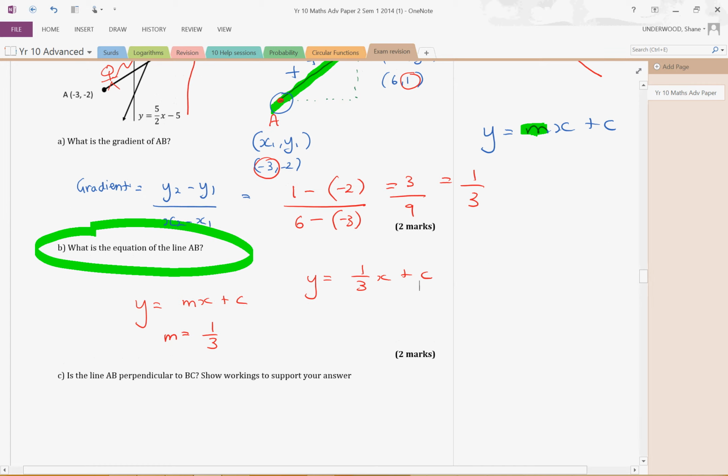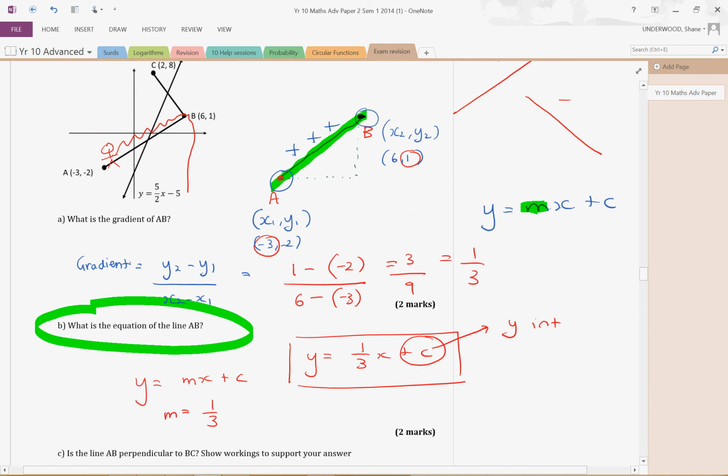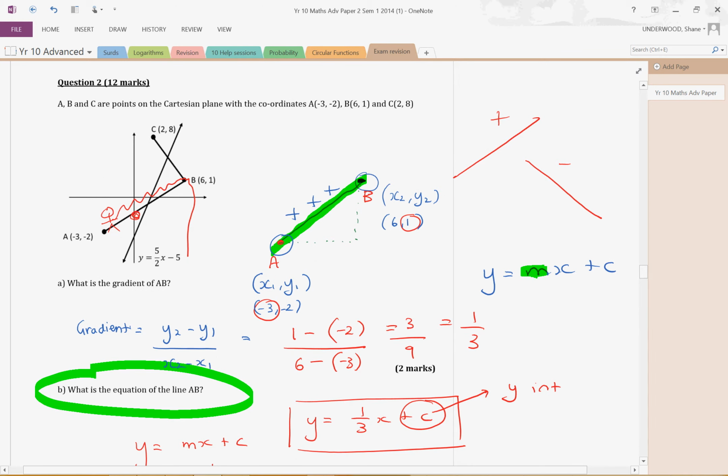So, from part A, we should have this equation here. Y equals 1/3 x plus c. Now, a lot of you are going, well, how do I go ahead and find c? We've got 2 points in the line. If we're given the y-intercept, it's very easy, isn't it? Because the y-intercept is c. However, by looking at our graph, we're not given any y-intercept, are we?